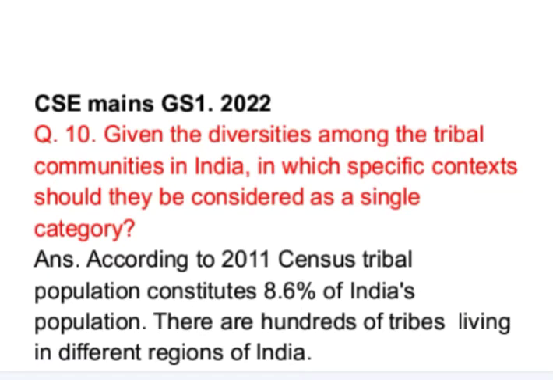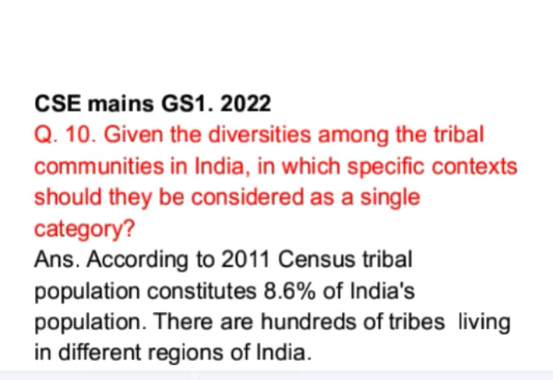This is question number 10 from GS paper 1 of Mains 2022 examination. Given the diversities among the tribal communities in India, in which specific context should they be considered as a single category? In this question, we will first write the diversities among tribal communities in India. Actually, there are hundreds of tribes in India, and every tribe is unique, has its own culture, own language. So there is cultural diversity, linguistic diversity, religious diversity, lifestyle diversity, and so on.